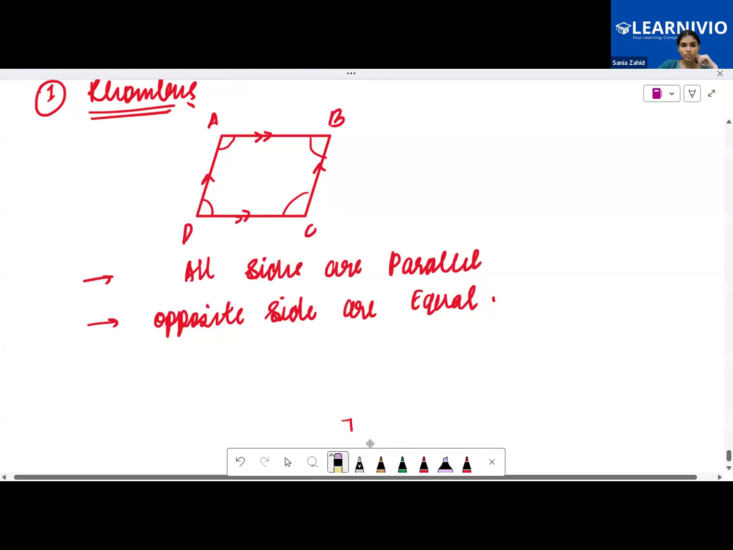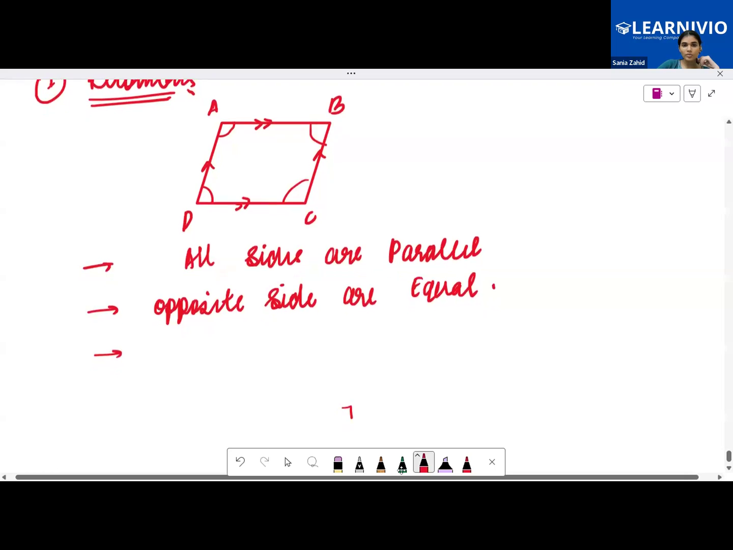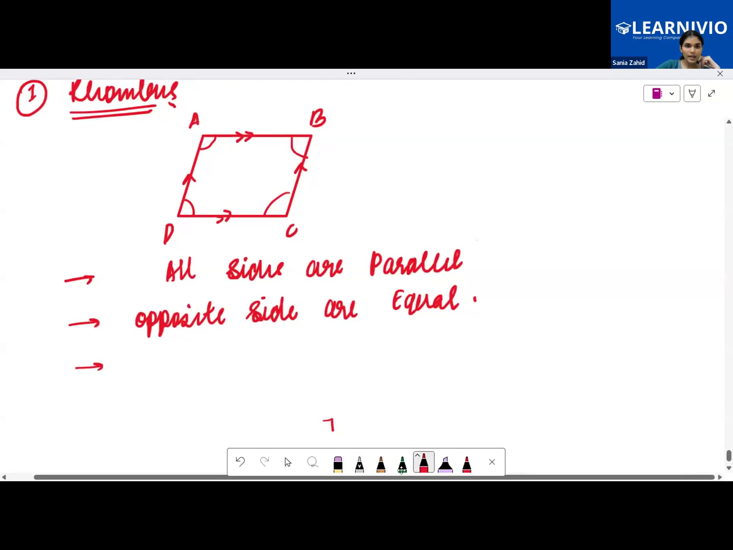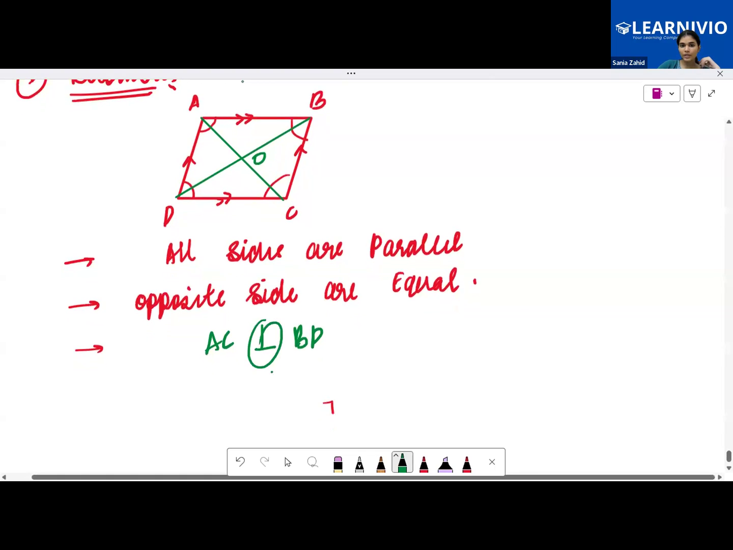Now we come to another property of a rhombus, which is about the diagonals of a parallelogram. One of the diagonals is AC and the other is BD, right? Yes, ma'am. Now what happens in a rhombus is, let's consider that this is point O. So AC will be a perpendicular bisector of BD. This is the sign for perpendicular bisector.